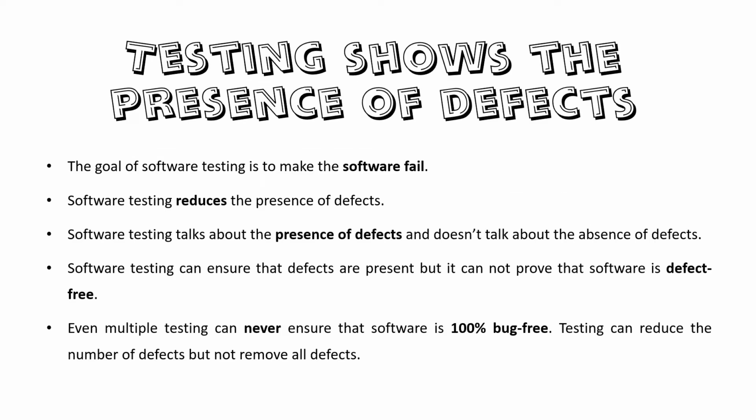Now I will go into the subject. Actually, while doing software testing, there should be a principle based on which we do the testing. For that, we have seven principles of software testing. So what is the first principle? The first principle is that we do software testing because we want to make the software fail. For that, we are doing the software testing.